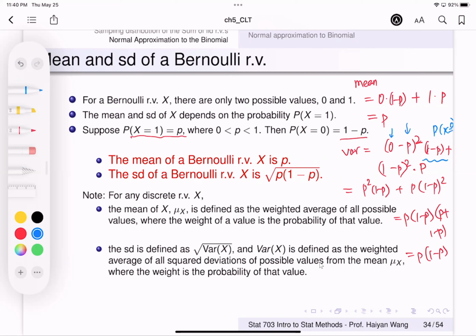This gives us the calculation of the variance, and if we take the square root, we will get the standard deviation, which is the square root of p times 1 minus p.